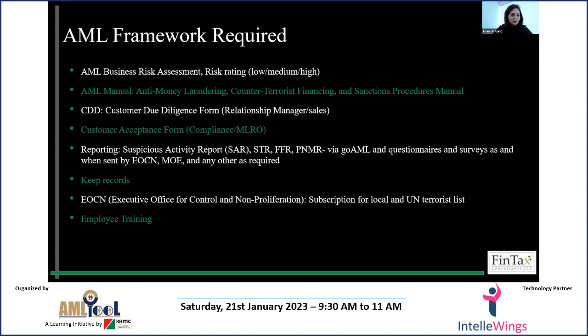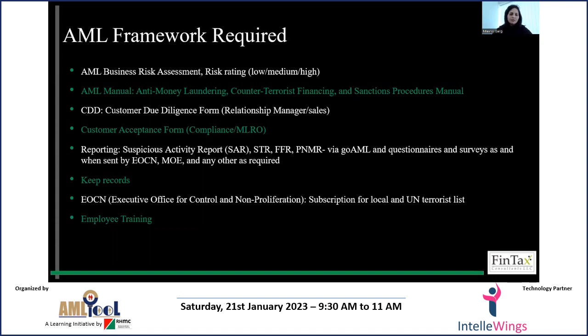Then the customer due diligence form, the relationship. So it starts with the relationship managers and sales, but as Francesca also mentioned in her presentation from the financial institutions' point of view, every person in the organization has a responsibility of checking. Somebody might be getting the information, somebody's checking. So the responsibility they perform is spread across the organization. Customer due diligence forms a very important part of the AML framework.